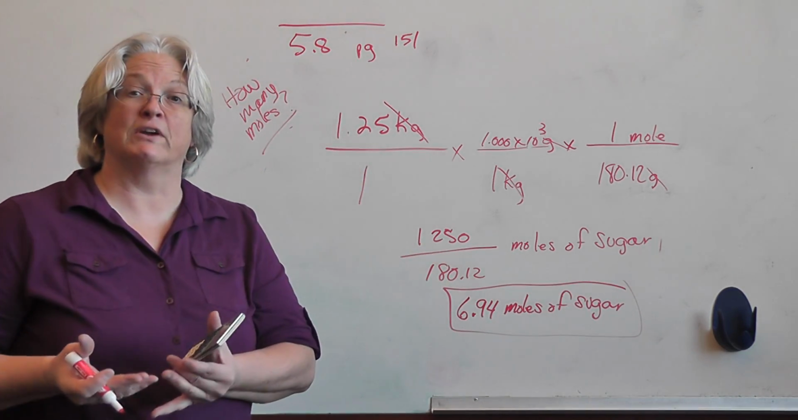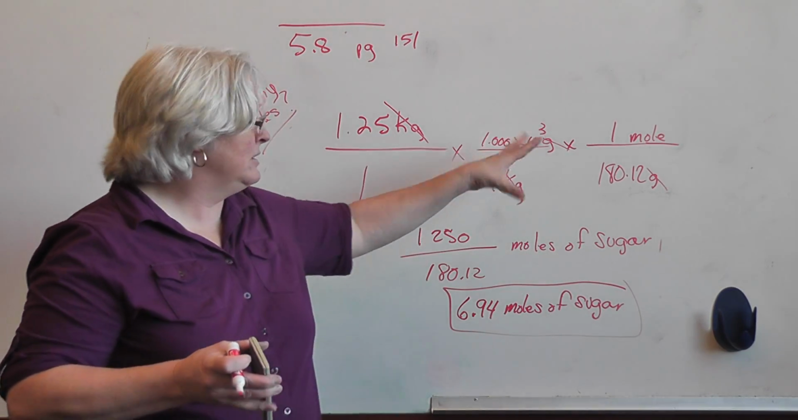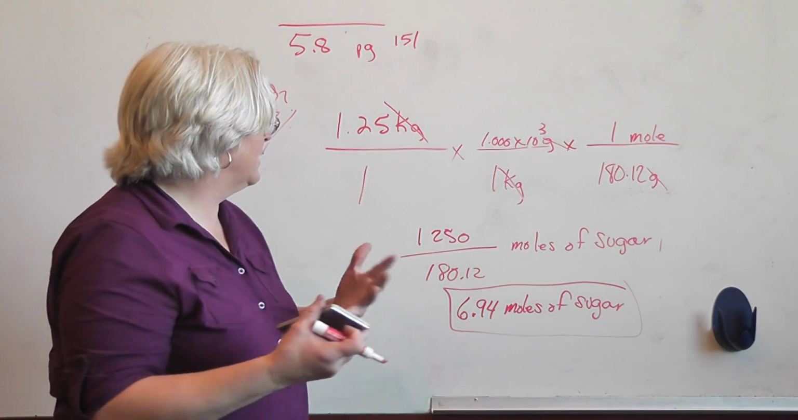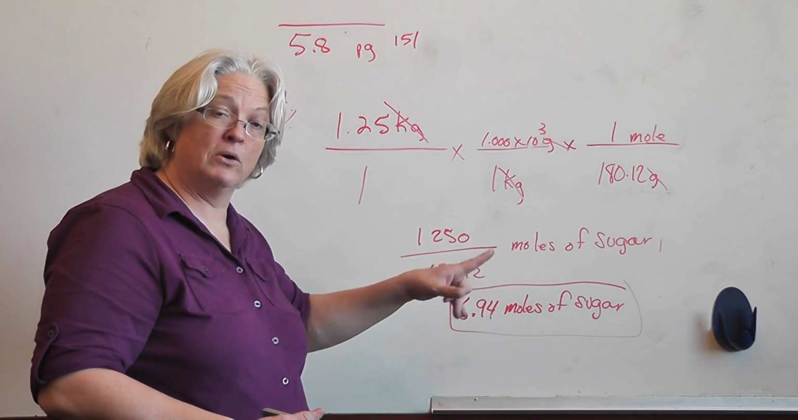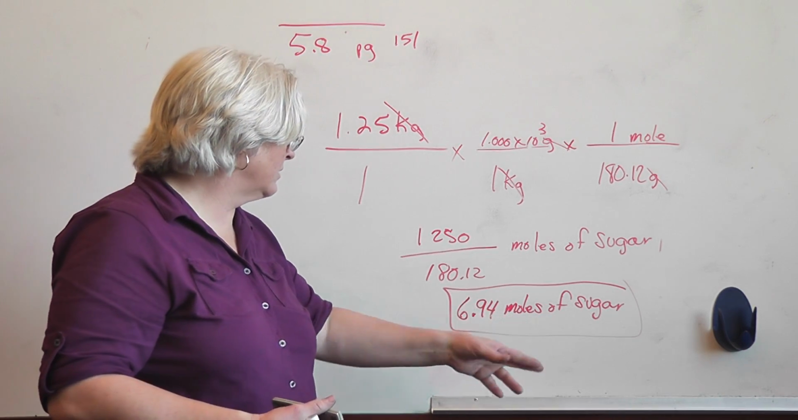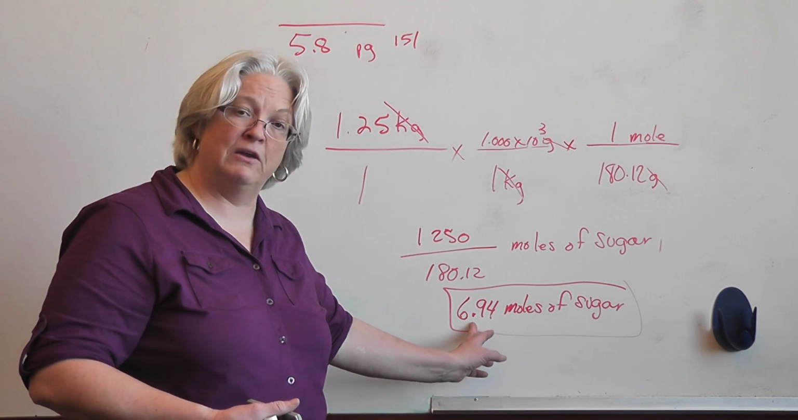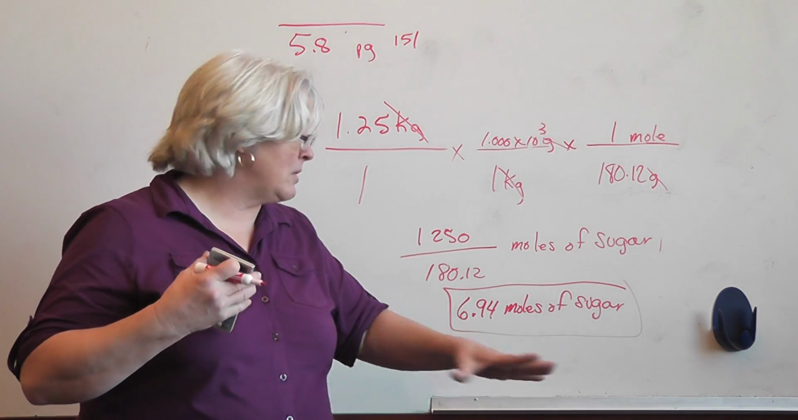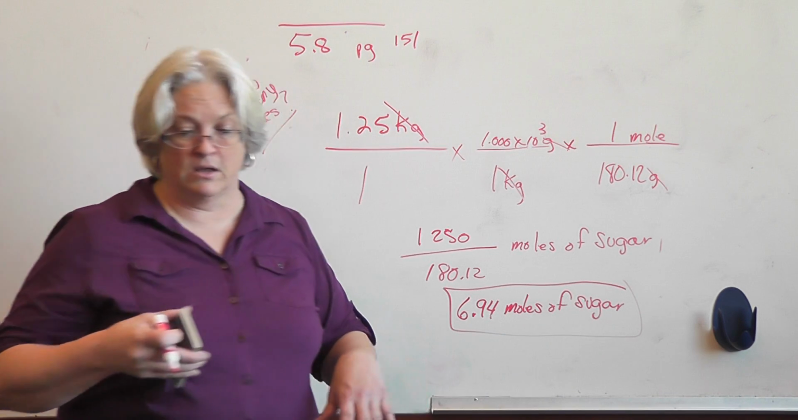And that's yet another example of how we're able to convert from mass, which is how much something weighs in our simple little mind, to the number of molecules. 1 mole contains Avogadro's number of molecules, 6.02 times 10 to the 23rd. So it would be 6.02 times 6.94 times 10 to the 23rd, which is an unimaginable number of molecules that make up 1.25 kilograms of sugar. And that's the end of this.